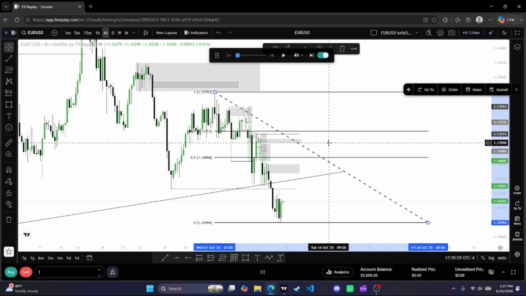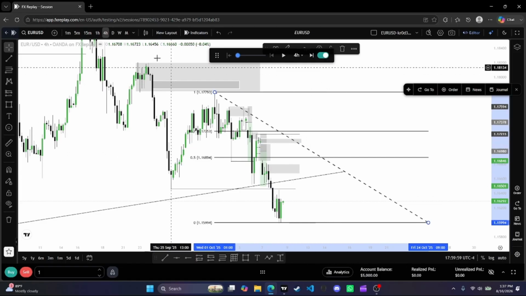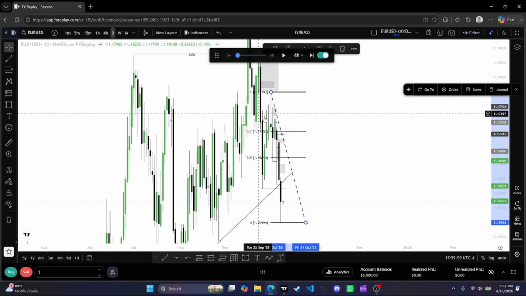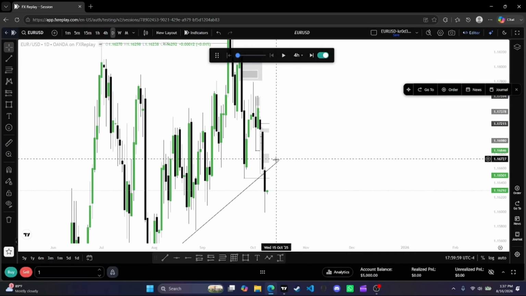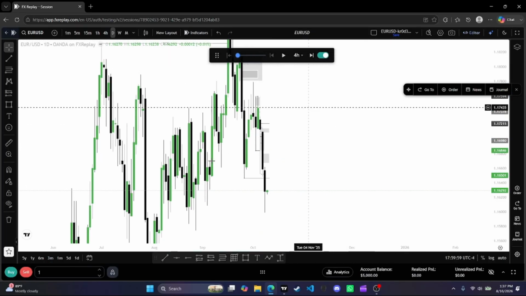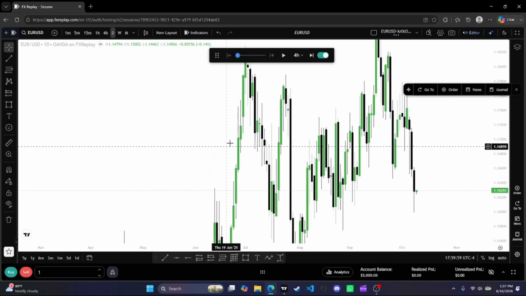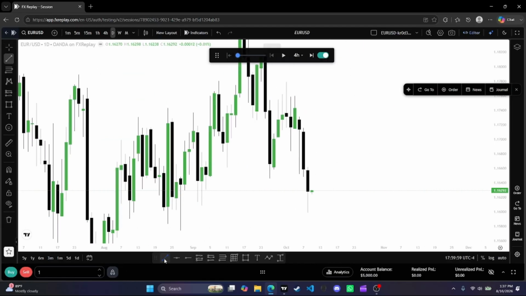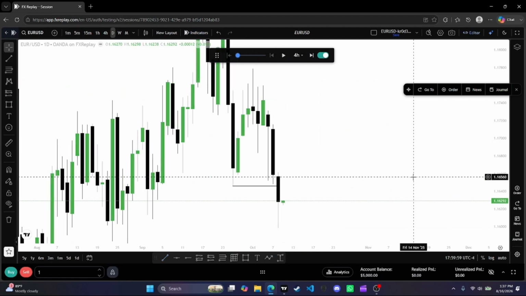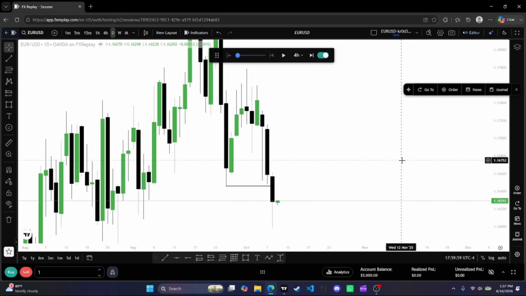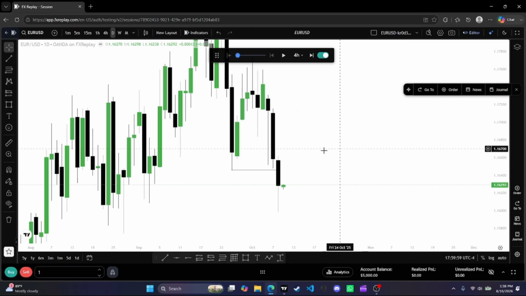So before we take any kind of entries here, let's just look at daily to confirm how it is going. All right, let us remove this. Let us remove everything actually. So this is a takeout of a low. So we can expect the price is likely to go up at least. Right now, to be honest, let's see how it goes.